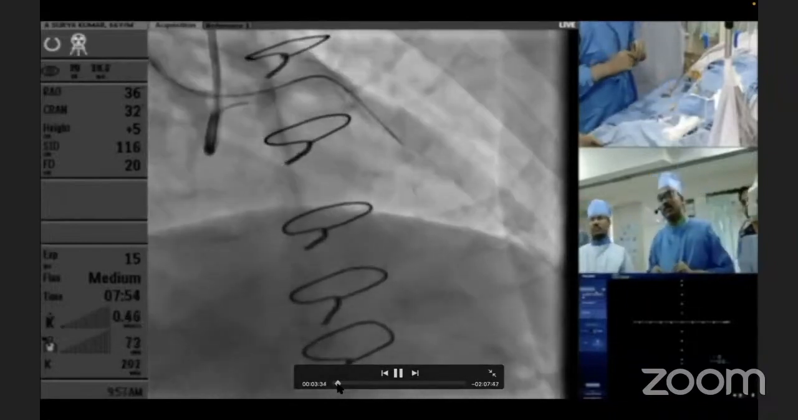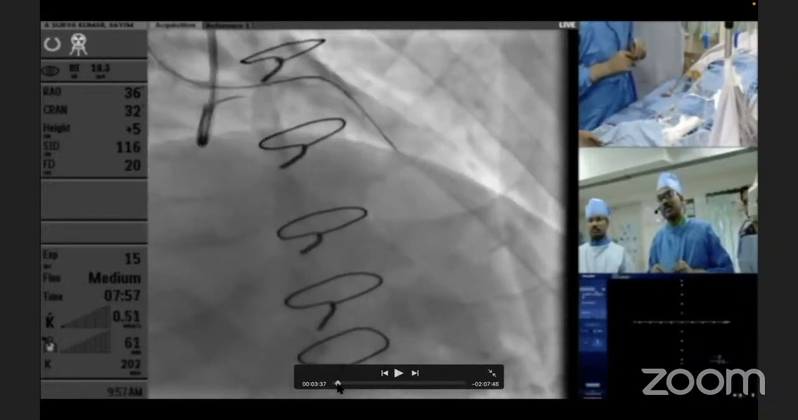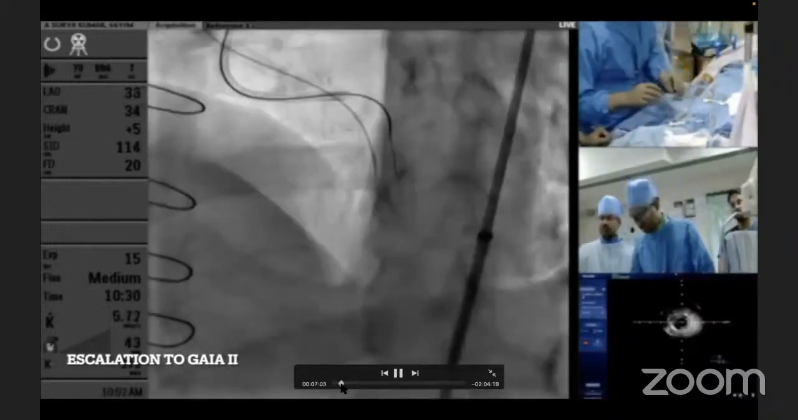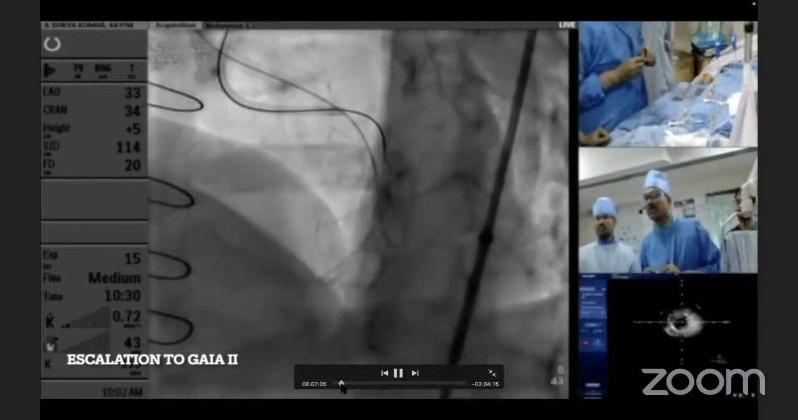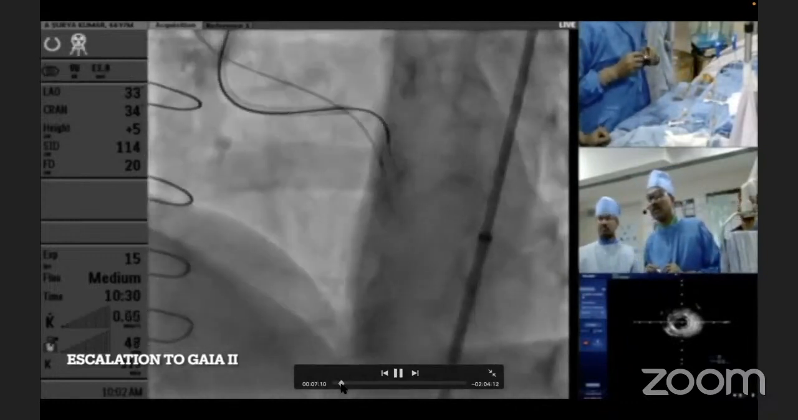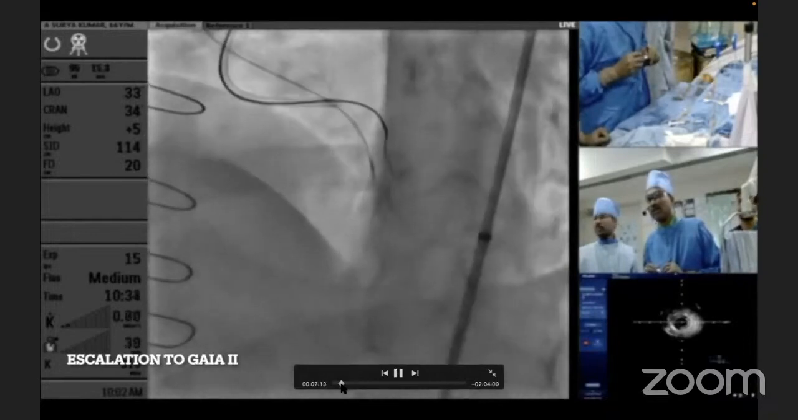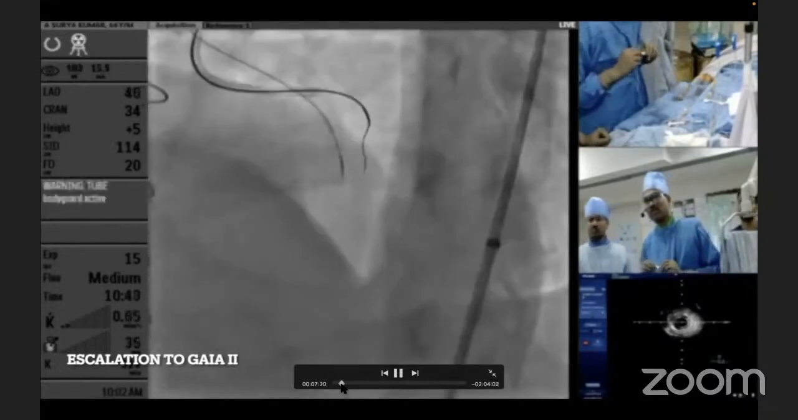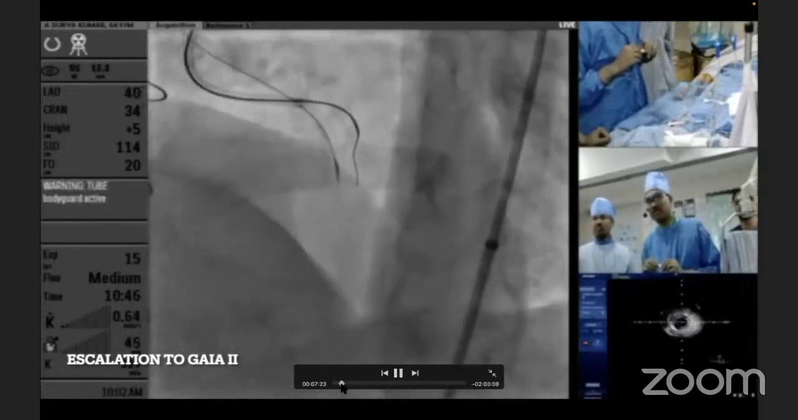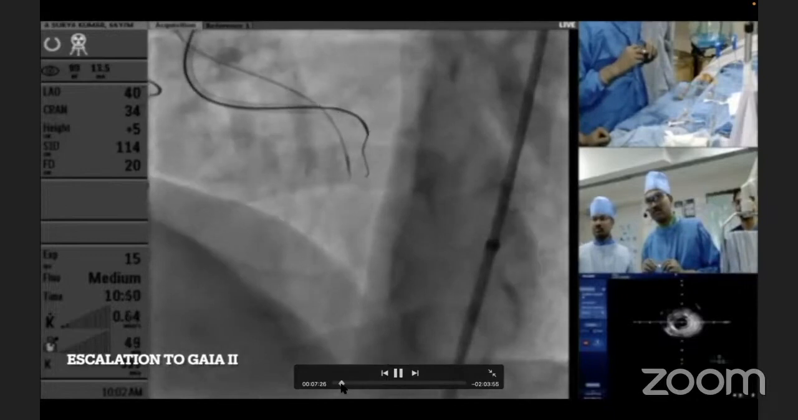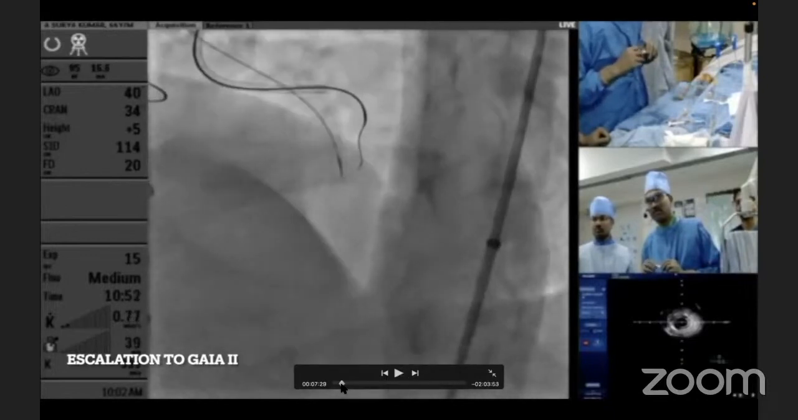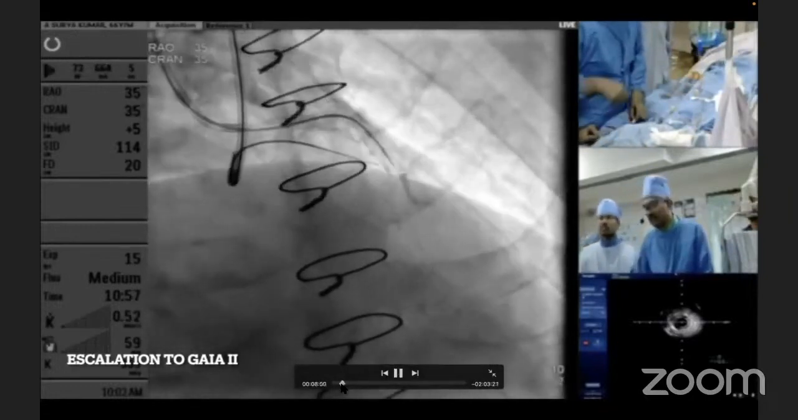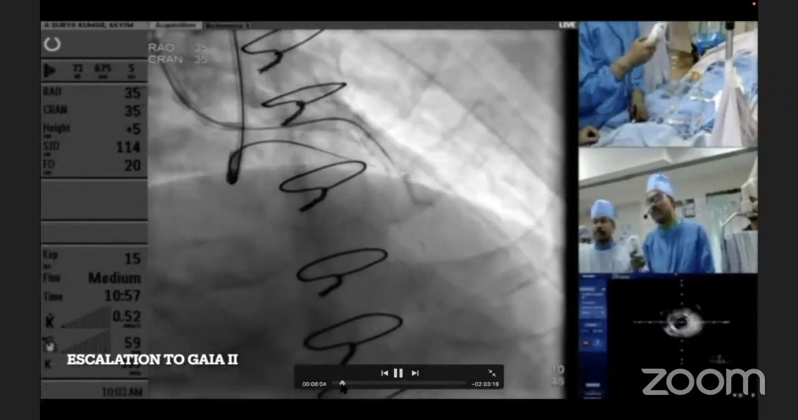All right, so we're trying, and then I did an antegrade wire escalation. I'm trying to skip some steps. So you can see this is Gaia 2. So we did antegrade wire escalation, and in 2 views, like RAO cranial and ALAO cranial, we directed wire Gaia 2. But what happened is Gaia 2 actually went just subintimal, mainly at the distal cap. I can show you: you can see this is one injection, just going beyond the distal cap.